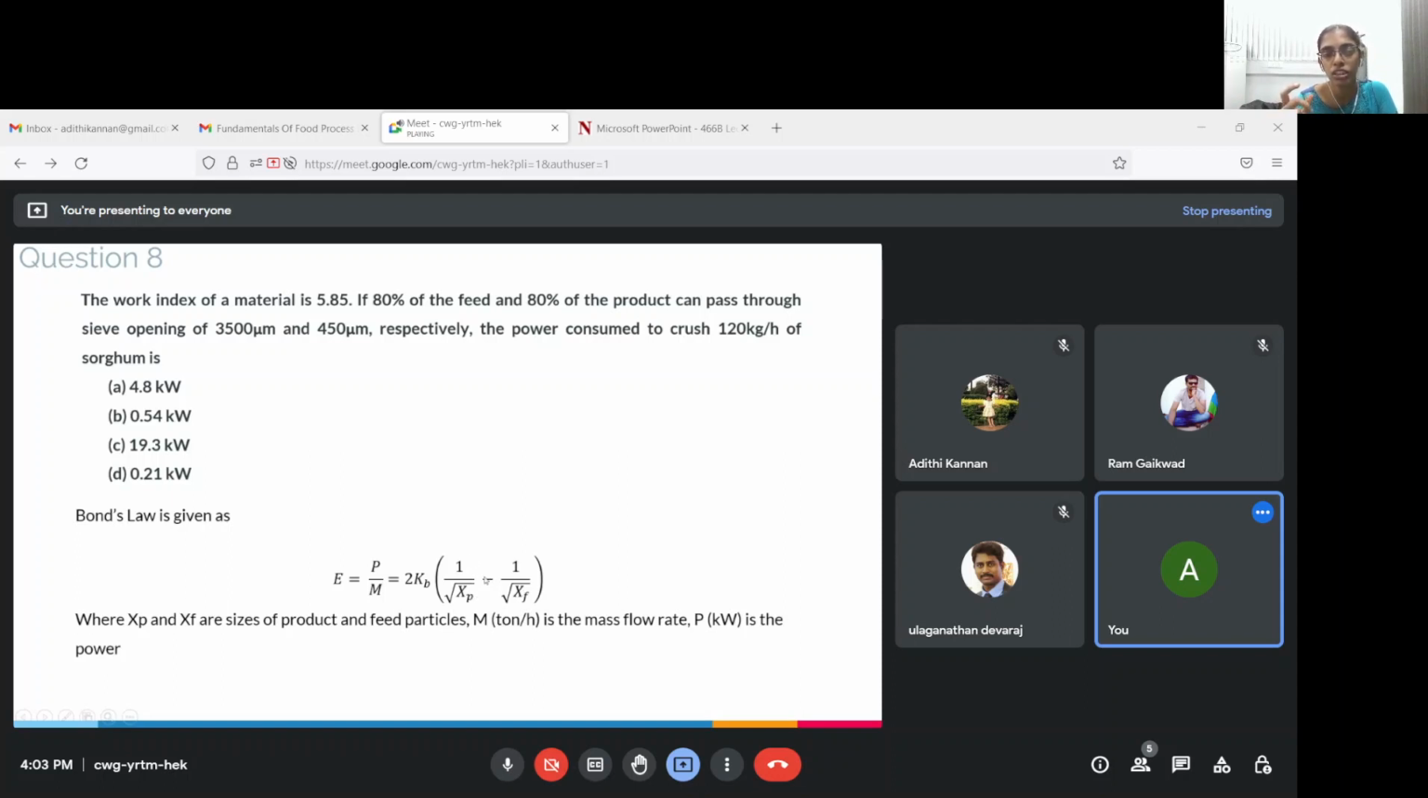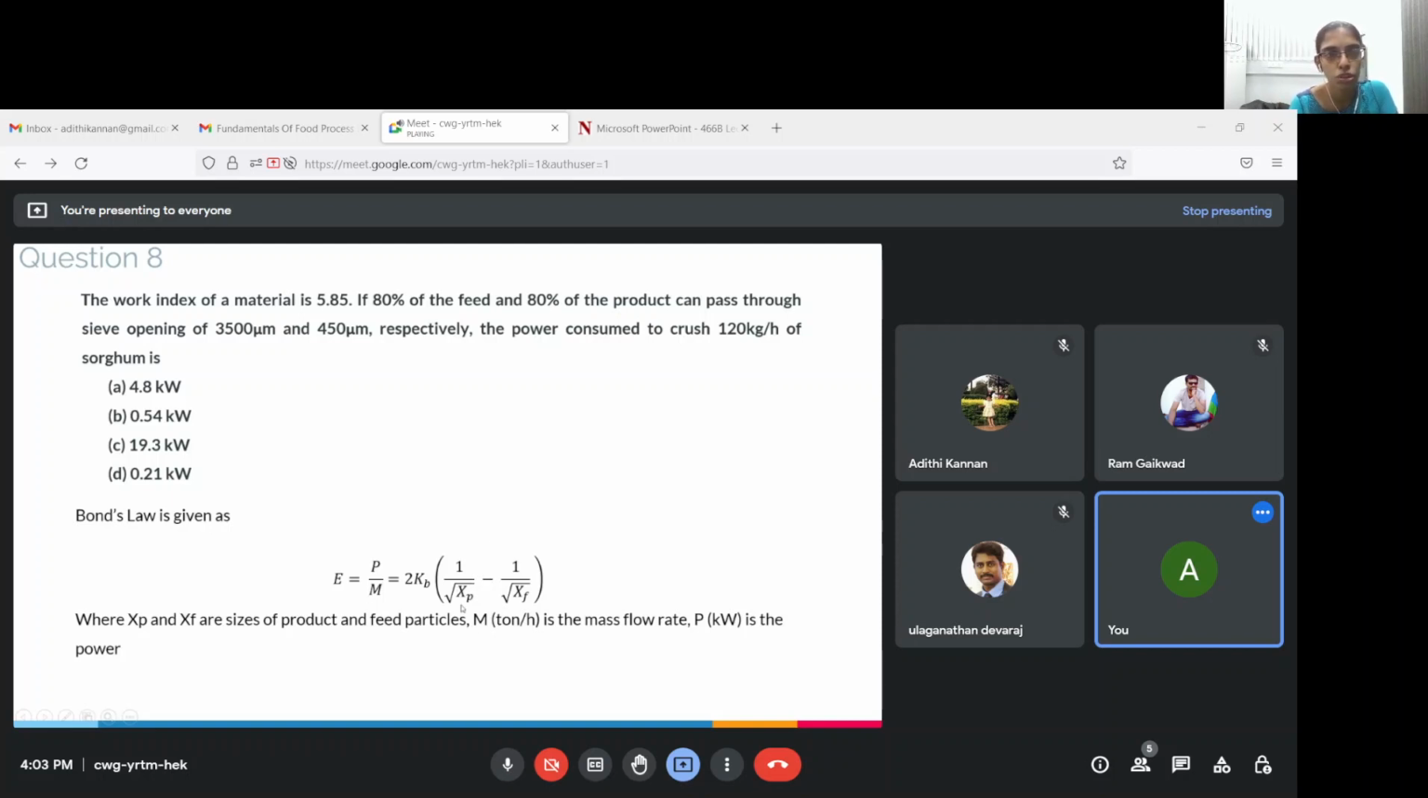The minimum size that is required to consider here is 80%. So when you have, say, a product that has 80% of 2 micrometer, and the rest 20% are somewhere around 10 micrometer, you will consider the size of the product as 2 micrometer only. So if 80% of the product is at a certain dimension, you can assume XP to be that dimension. In this case, 80% of the feed is 3500 micrometer, so you can assume that XF is 3500 micrometer, and 80% of the product is 450 micrometer, so you can assume XP as 450 micrometer. So the minimum percentage required for this formula is 80%.